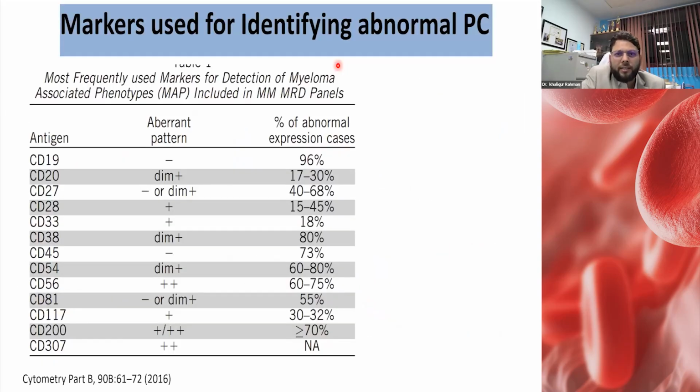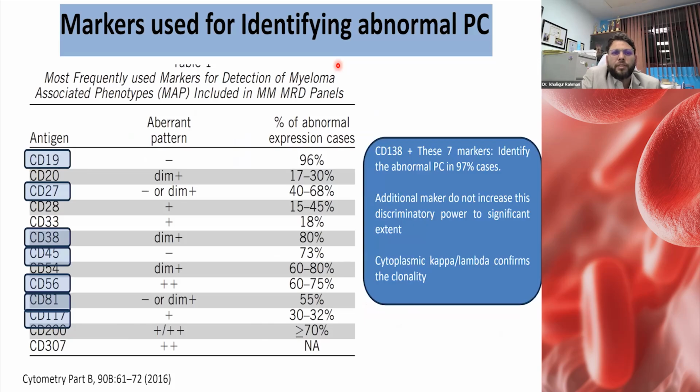So the markers that were studied to identify abnormal plasma cells are these. It was found that studying CD138 along with these 7 markers helps you identify the abnormality in the plasma cells up to 97%. Additional markers do not have any discriminatory power, and the cytoplasmic kappa and lambda confirm the presence of clonality.